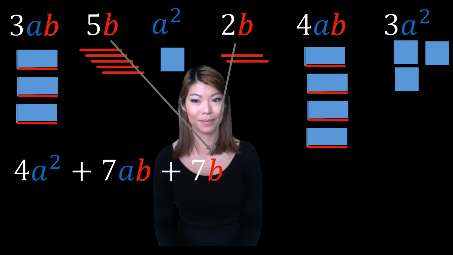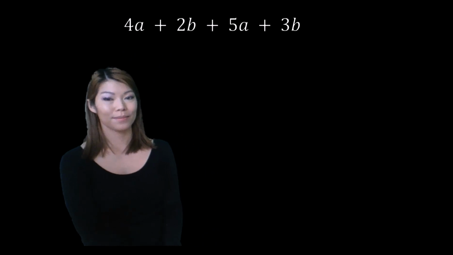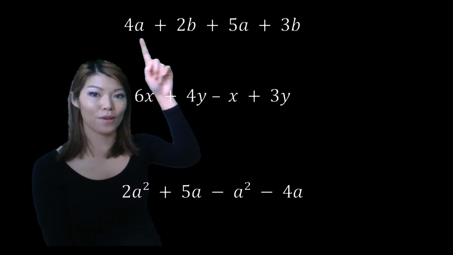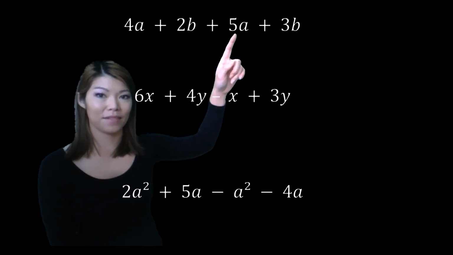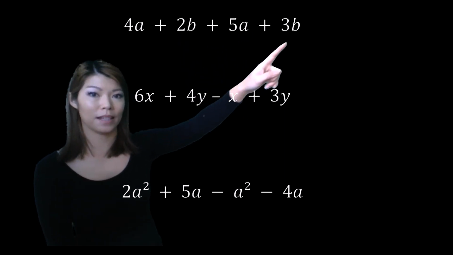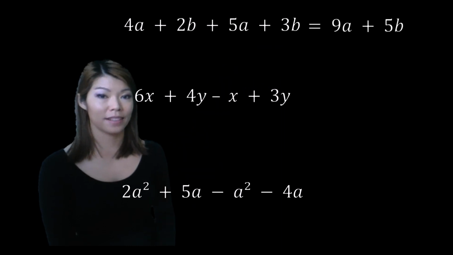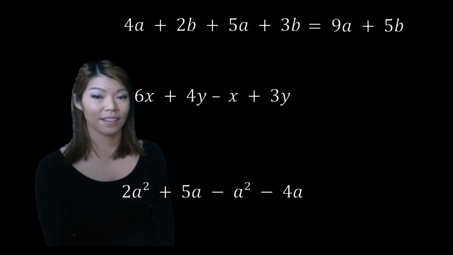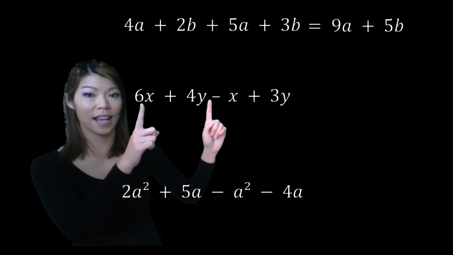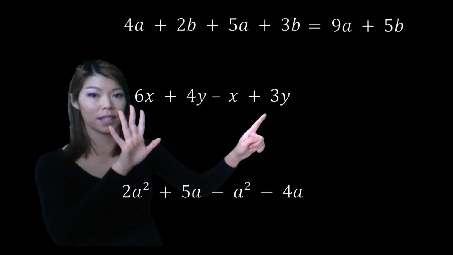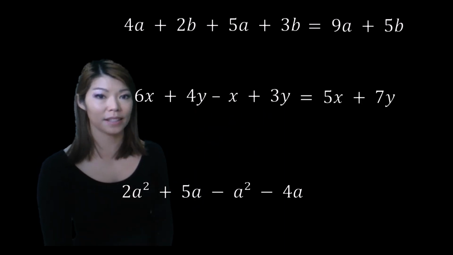7B's. Let's have a go at simplifying some expressions. So for the first one, we can see 4A and 5A, that gives us 9A, and 2B plus 3B's gives us 5B's. So we have 9A plus 5B. For the next expression, we have 6x minus 1x gives us 5x, and 4y plus 3y gives us 7y's.